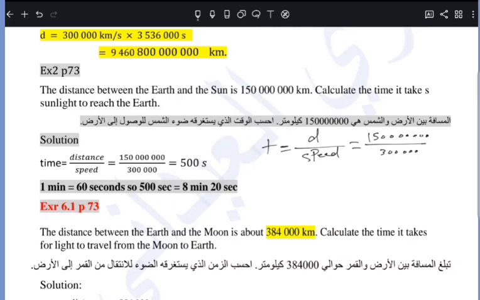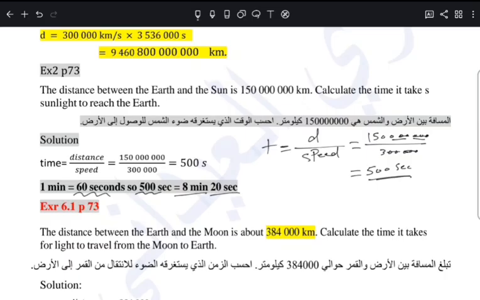Okay, now we can make this 3 and this 3. Now delete this number. Now 1,500 divided by 3 is equal to 500 seconds. Okay, now we can convert these 500 seconds to minutes. 1 minute is equal to 60 seconds, so 500 seconds is equal to 8 minutes and 20 seconds.